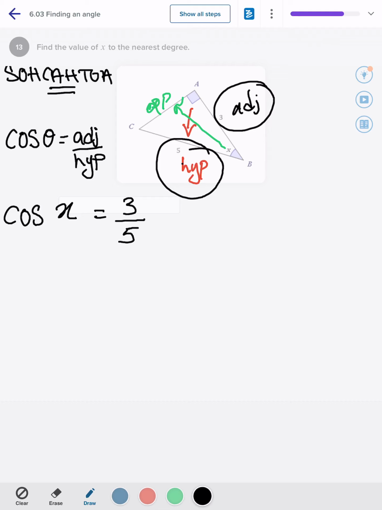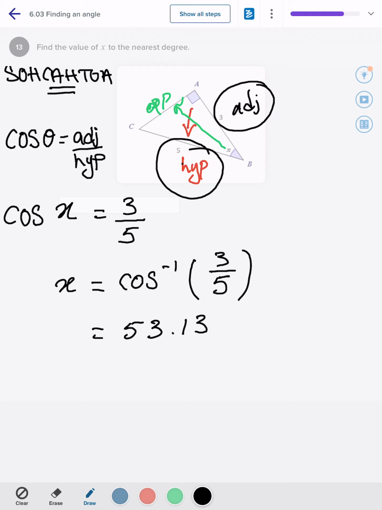Now how do I find angle x? I get rid of the cos on the left hand side and I will write cos inverse on the right hand side. I will open my bracket, enter my fraction 3/5, and I will enter this on my calculator. Cos inverse of 3 divided by 5 equals 53.13 and so on.